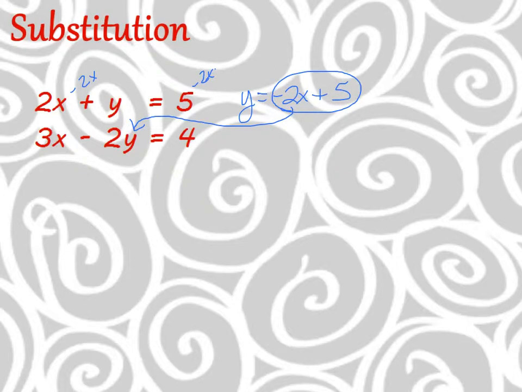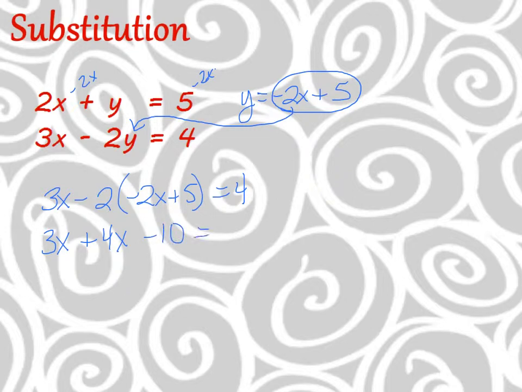So then I'm going to rewrite this as 3x minus 2, and then instead of the y, I'm going to have negative 2x plus 5 equals 4. So you isolate a variable, and then you plug what that's equal to into the other equation. And then let's clean this up. 3x, I'm going to end up with a plus 4x minus 10 equals 4.